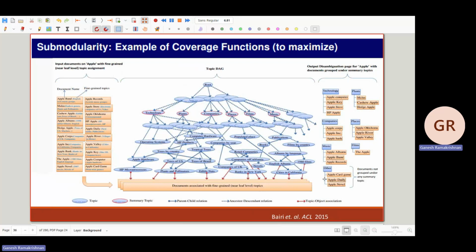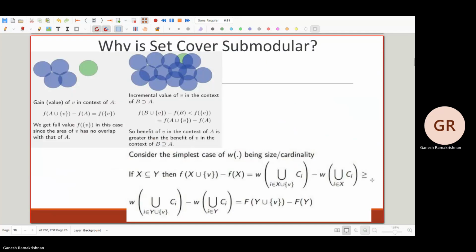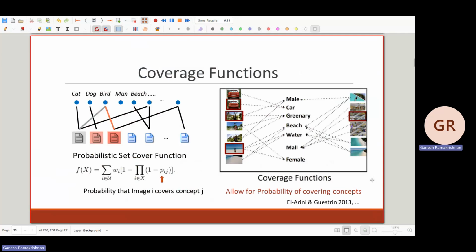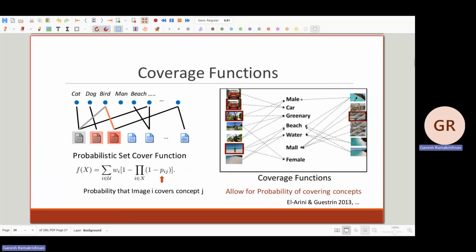But as I said, you can have a probability associated. Here you see, if I pick these two, I only cover these four leaf level nodes. But if I pick this one and this one, I've covered the entire bunch of leaf level nodes. Right? I'm not going to get into the details of how the set cover is submodular, but the answer to the question, if I had a probability, what will I do? I have a Pij. Pij is the probability that image i covers concept j.